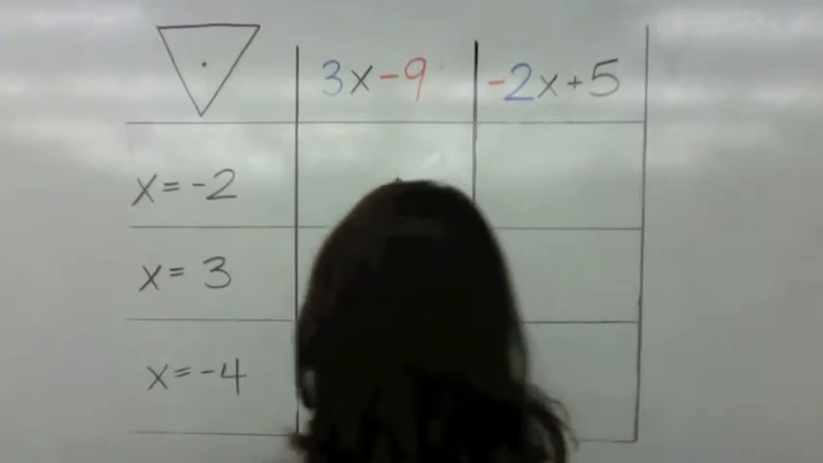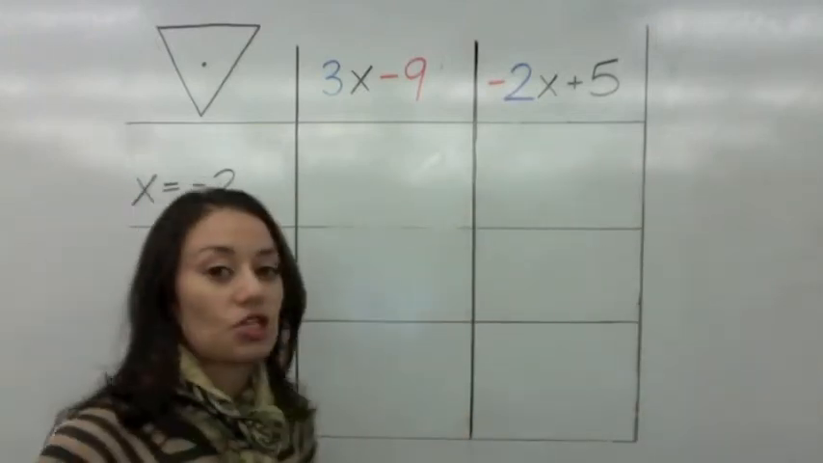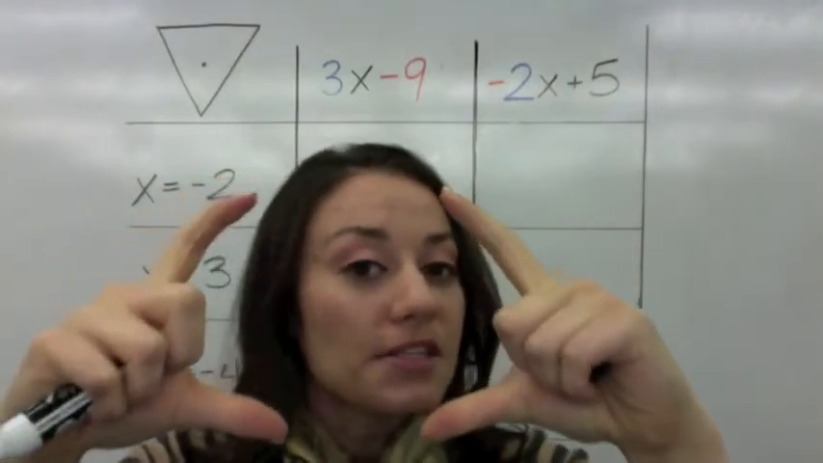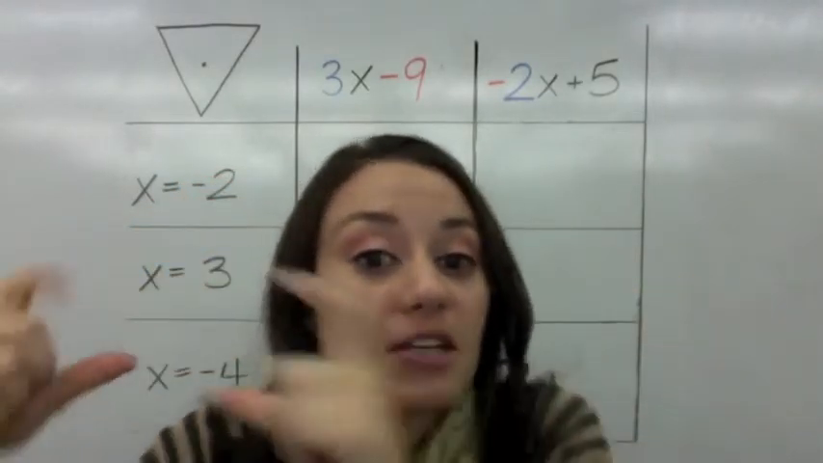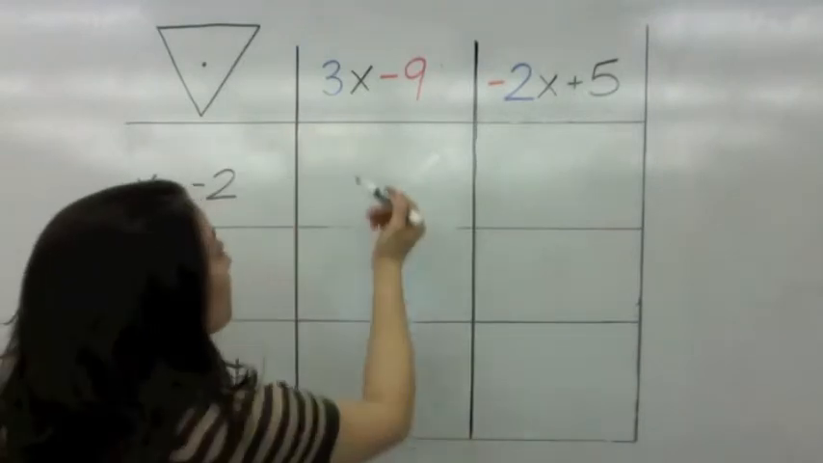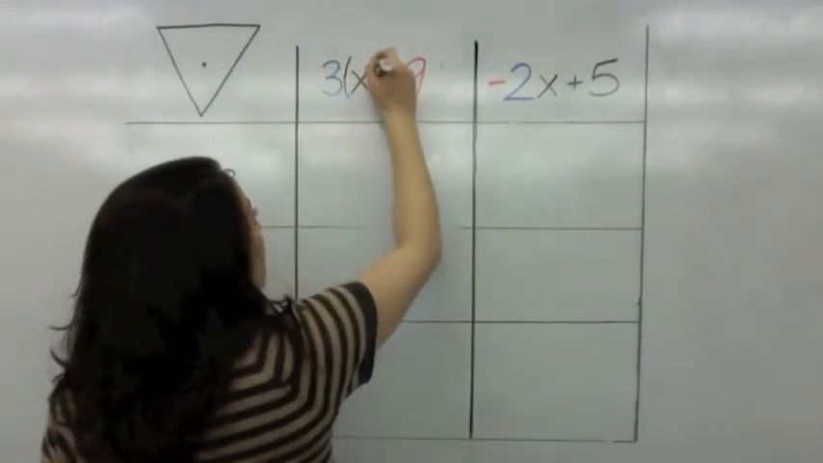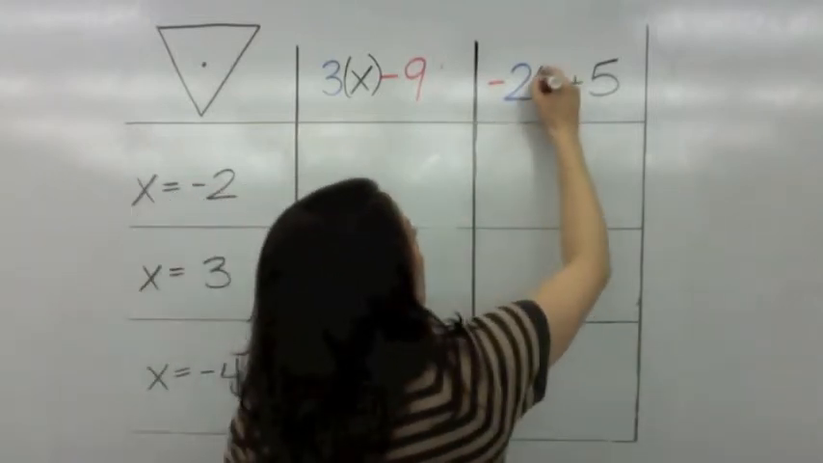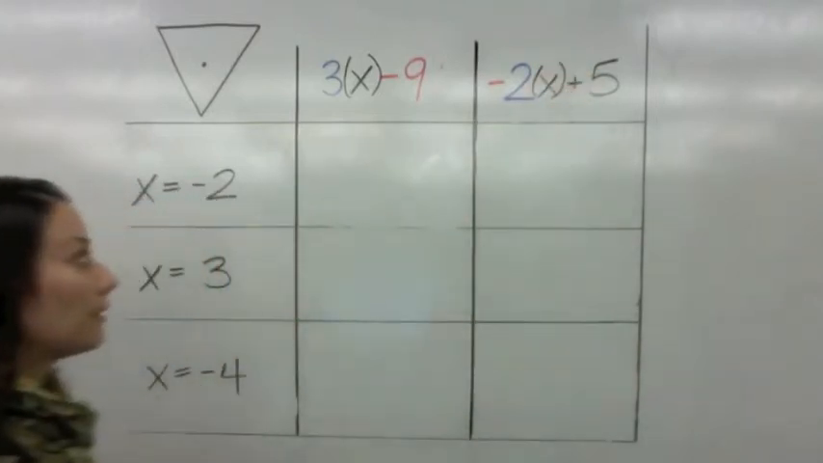Okay? So what you can do to show multiplication is use parentheses. What are these called? Parentheses. Parentheses tell you to multiply. They tell you to do what? Multiply. So you could put parentheses around the x to help you remember that you're multiplying.